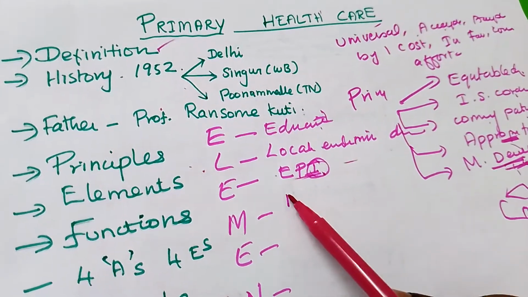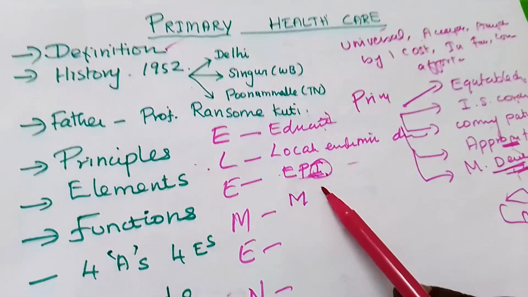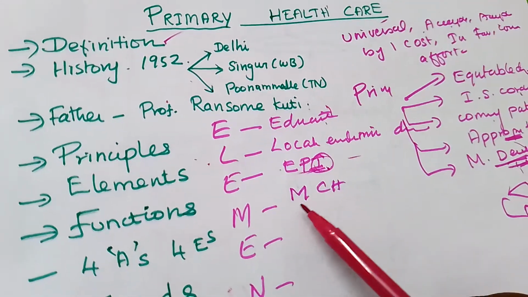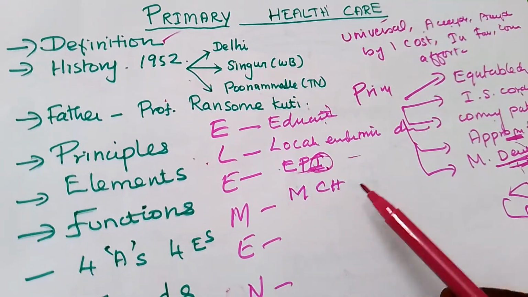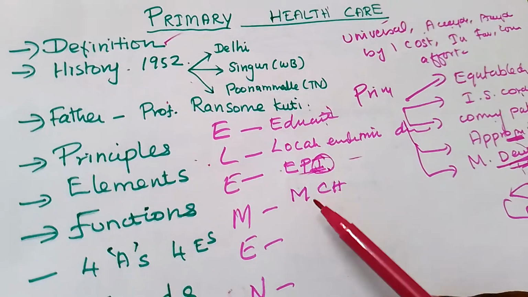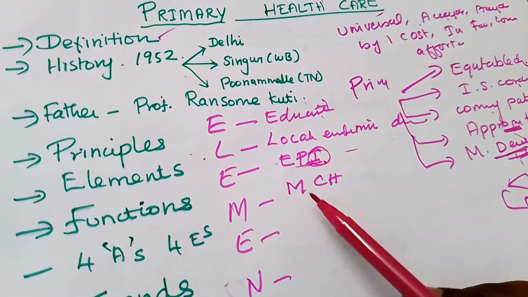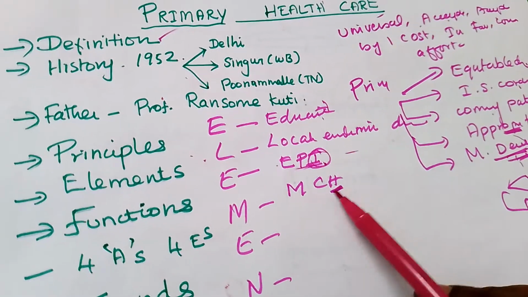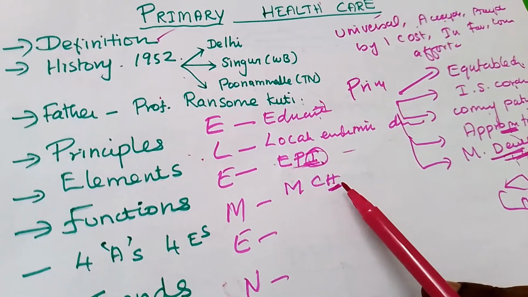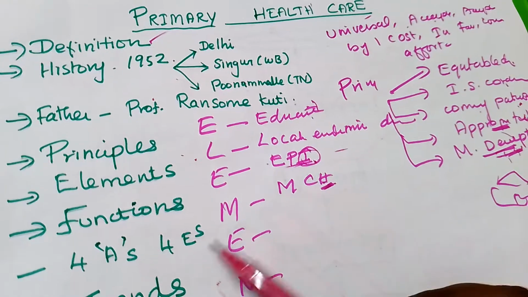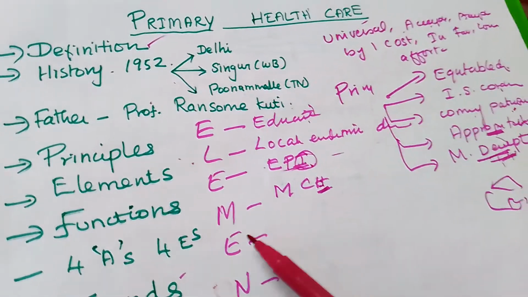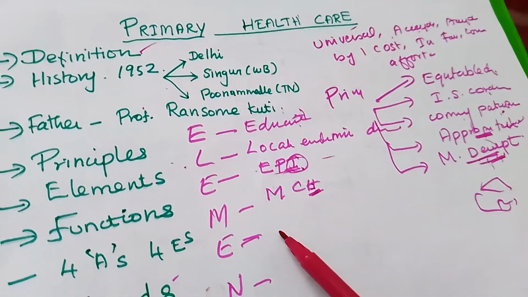Then another mnemonic you can write here is MCH. What is this? Maternal and child health. Maternal and child health means everything is included: antenatal care, postnatal care, intranatal care. So remember this MCH; in the trends I will explain what changes have come. Okay, next one is another E.